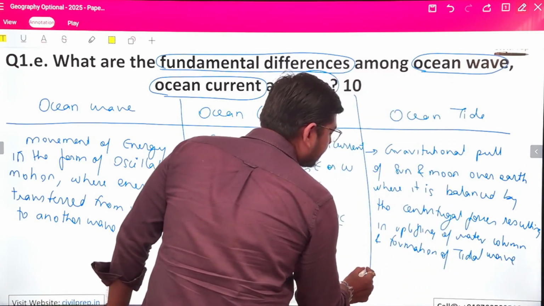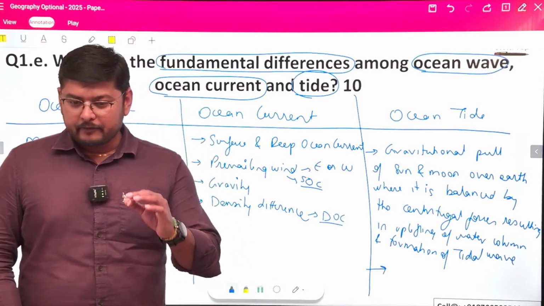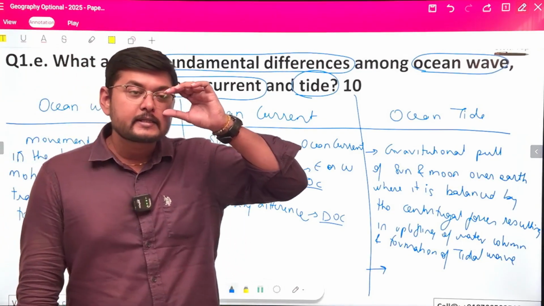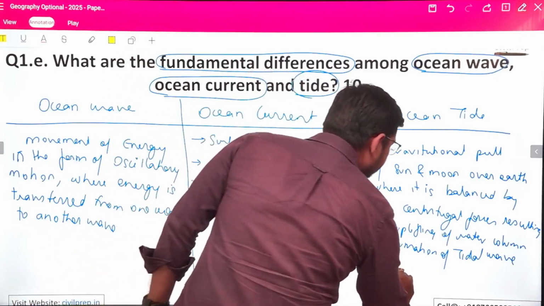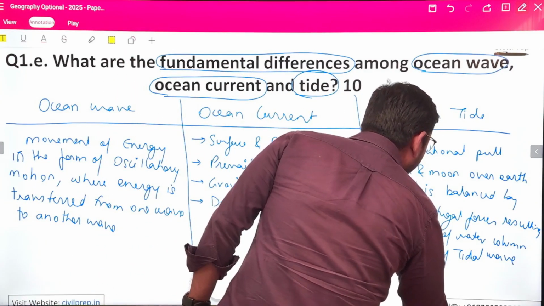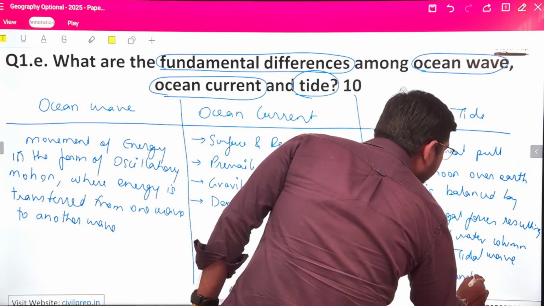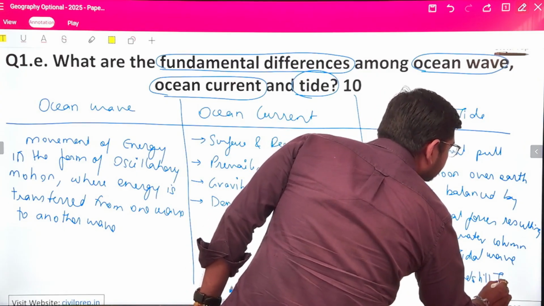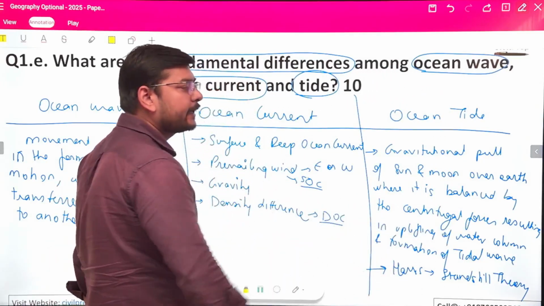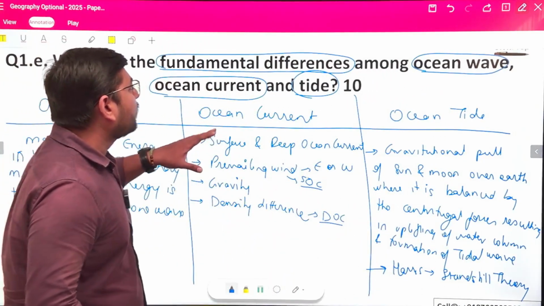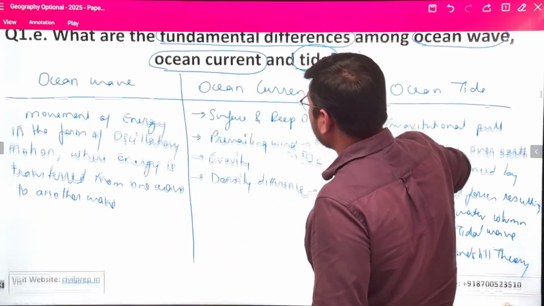Okay, so we'll be seeing that this ocean tide phenomenon was very well explained by one of the theorists, Harris. So Harris has provided one of the theories, that is the standstill theory. Under the standstill theory, he has very well explained how the ocean tides are formed. Now let's look at how these phenomena are actually taking place.